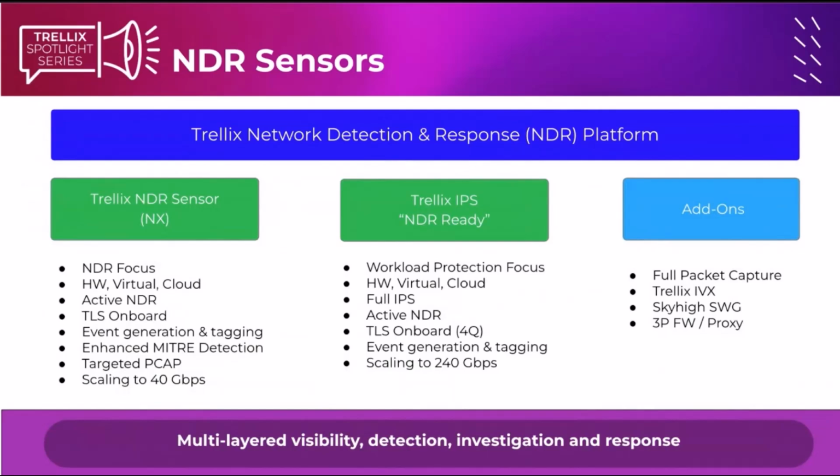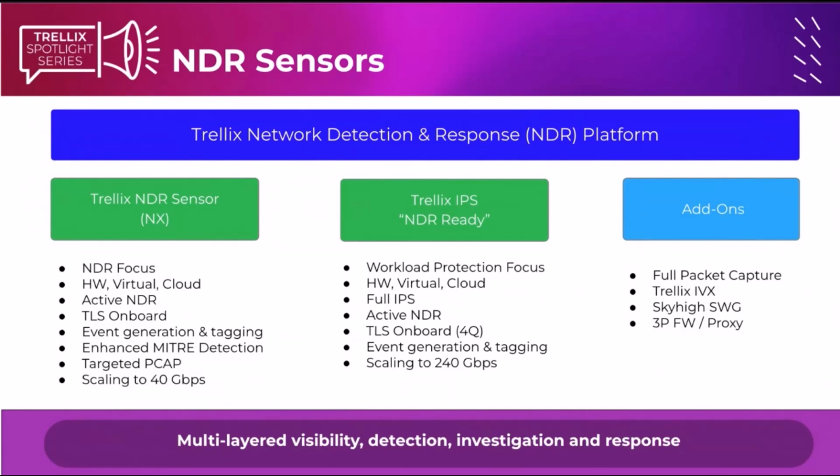The NX is what we say are NDR focused, in that its detection capabilities can be focused on the traffic profiles of east-west or north-south, depending on where it is deployed in the network. And its engines can detect the likes of lateral movement, beaconing, and domain generation algorithms, plus others. The NX can also perform targeted or selective packet capture, which is essential when investigating or threat hunting.